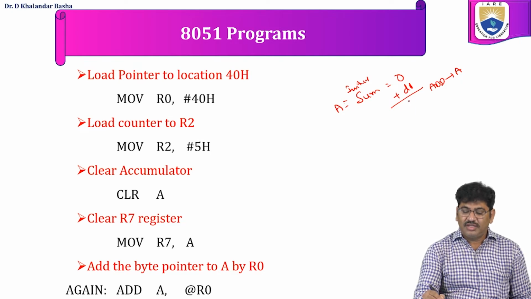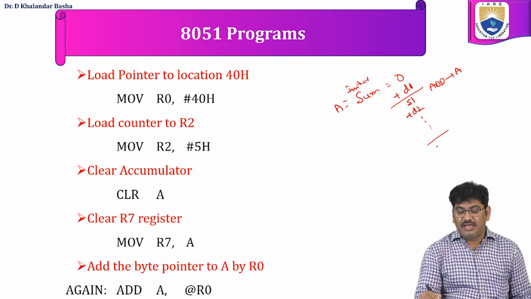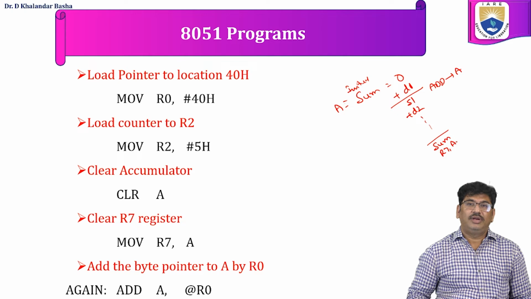After this, a carry may be generated, and the result will be decimal adjusted. After that, we add the carry to R7. Like this, it takes place. The final result we can see in both the R7 register and the accumulator.